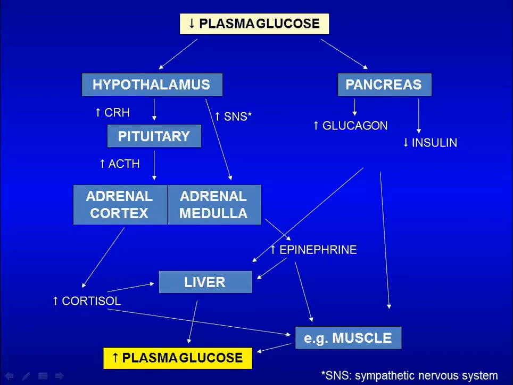At the same time, the hypothalamus also stimulates the adrenal medulla to secrete epinephrine through the sympathetic nervous system. Epinephrine increases glycogenolysis in the liver. The actions of both cortisol and epinephrine increase the plasma glucose level.